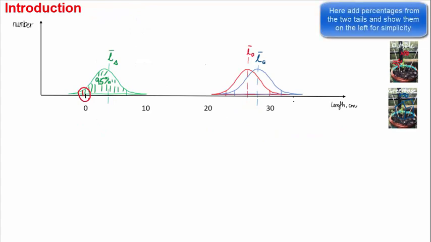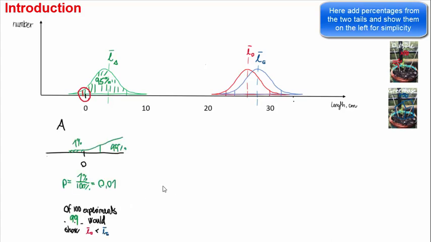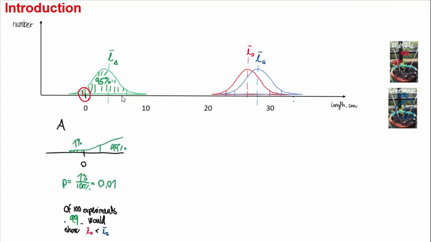Let's look at 3 different situations, A, B, and C. In situation A, the normal distribution of the values is so that only 1% of the graph, or the area of the graph, is to the left of the 0 and 99% is to the right.